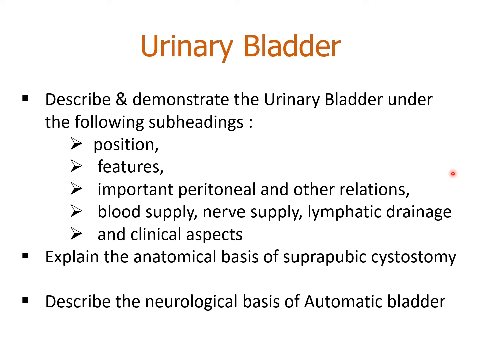To be able to solve cases like this, you need to understand the anatomy of the urinary bladder. We will describe and demonstrate the urinary bladder under the following subheadings: position, features, important peritoneal and other relations, blood supply, nerve supply, lymphatic drainage, and clinical aspects. Two important competencies which we need to cover are: explain the anatomical basis of suprapubic cystostomy and describe the neurological basis of automatic bladder.